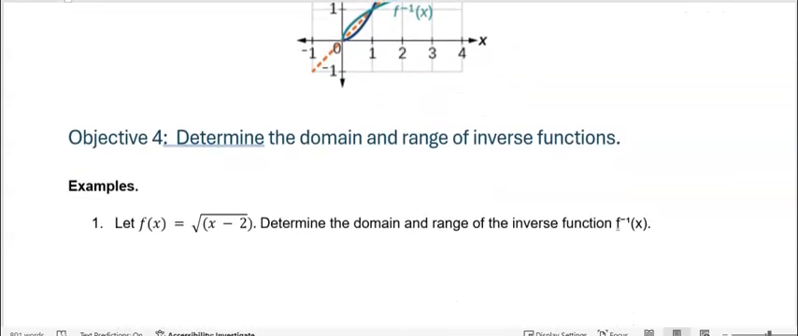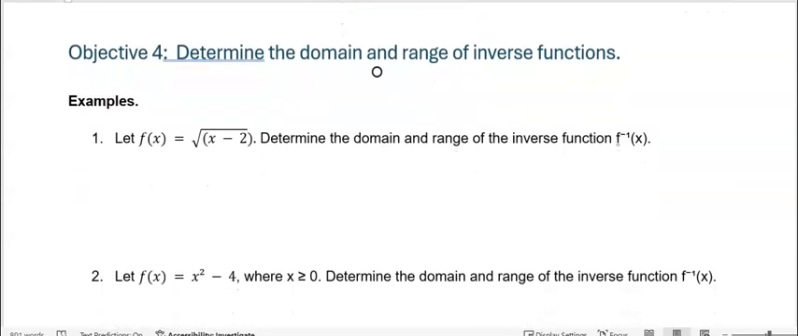All right, domain and range for a function and its inverse. This is pretty straightforward. You can kind of cheat on this, right? So f, the domain of this one we know is everything under the root has to be positive. So I would say x minus 2 is greater than or equal to 0. x is greater than or equal to 2. So for f, the domain is 2 to infinity.